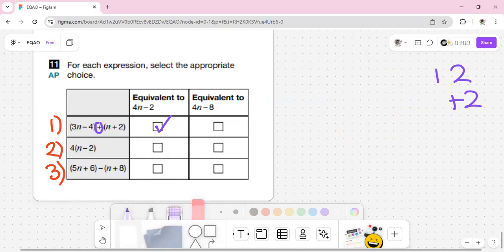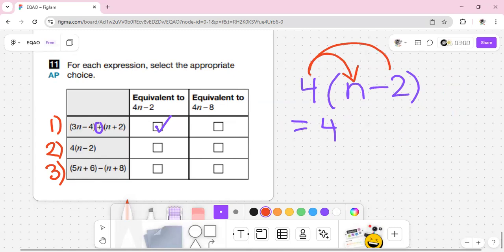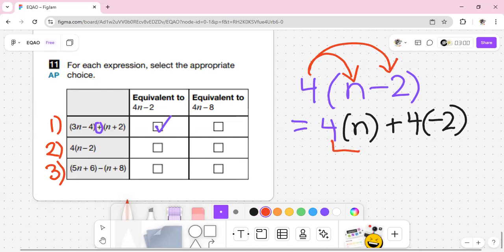For question number 2, we have to apply the distributive property. This time we have the constant number 4 multiplied by the binomial n minus 2. Now, even though this is a simple distributive property, I want to start off by taking the 4 and multiplying it by the first term, and taking the 4 again and multiplying it by the second term. So I have 4 times n and positive 4 times negative 2. Now, when I actually do the multiplying, you can easily see that this becomes 4n. Positive 4 times negative 2 is a negative 8.